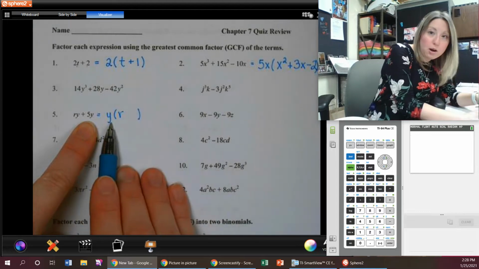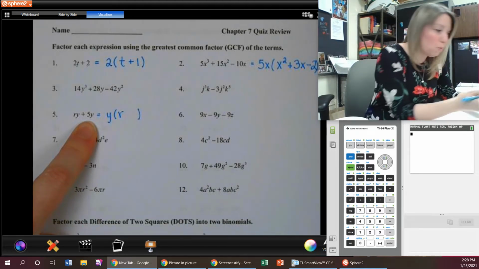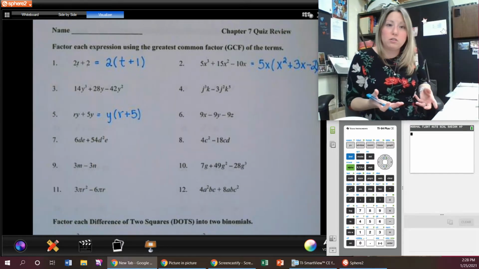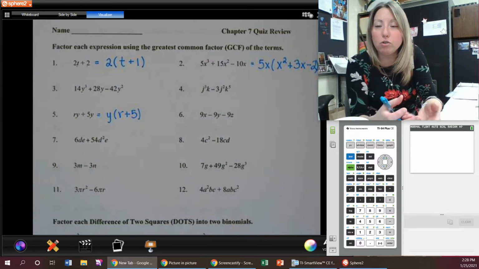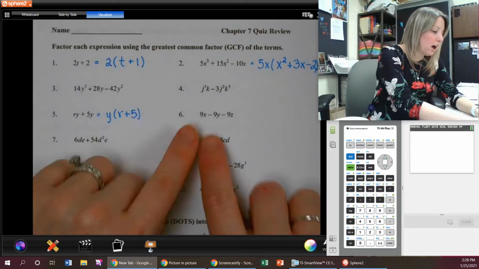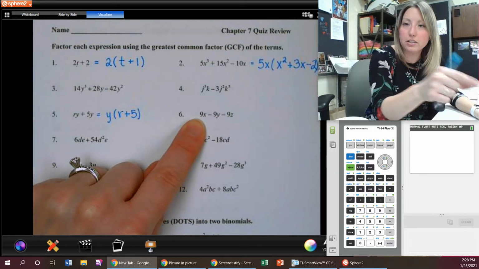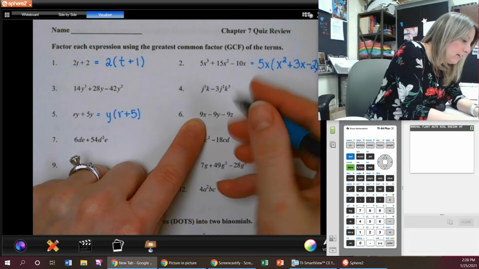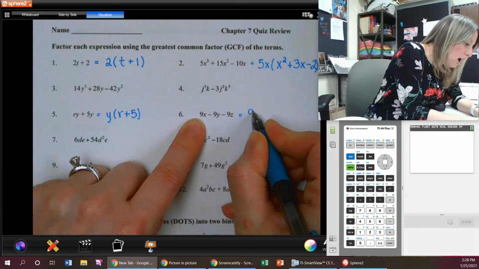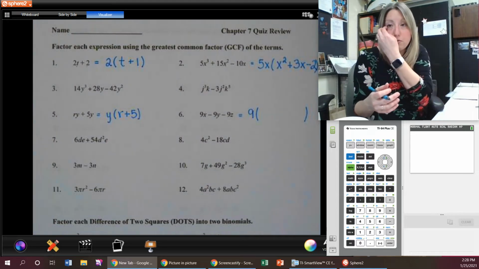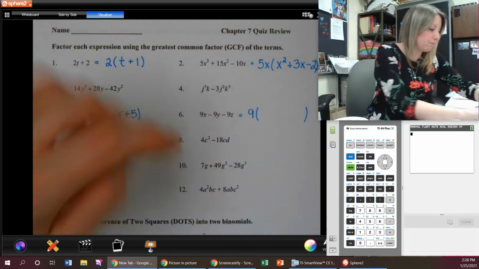5y divided by y, the y's cancel out to a 1, only a plus 5 is left. See that common term on number 6? What do they all have in common? A 9. That's the greatest common factor. Then leave an empty set of parentheses big enough for a trinomial answer.